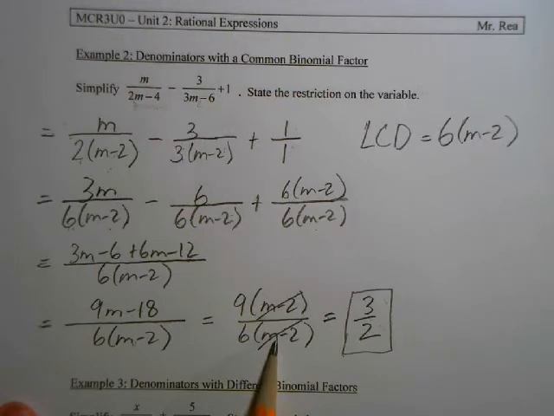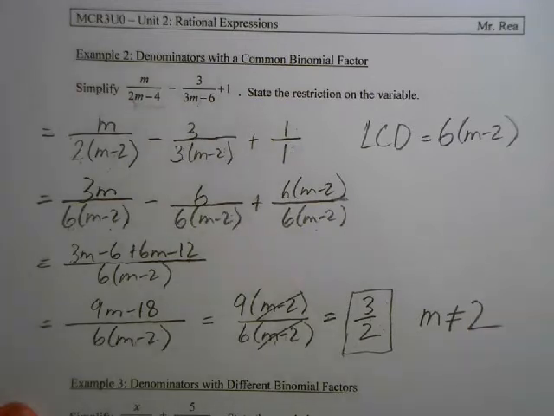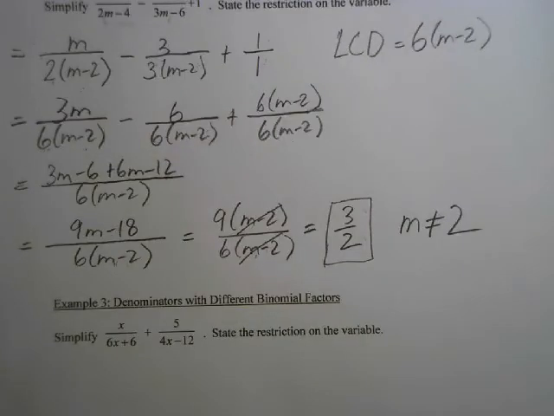So I could either look at this one or this one and say, well, there was an m minus 2 on the bottom at one point, and I have to consider that to be there for my restrictions. So m minus 2 means that m cannot be equal to 2. So that is a restriction. Okay, so you can see they're getting a little more difficult, but hopefully it's making sense.